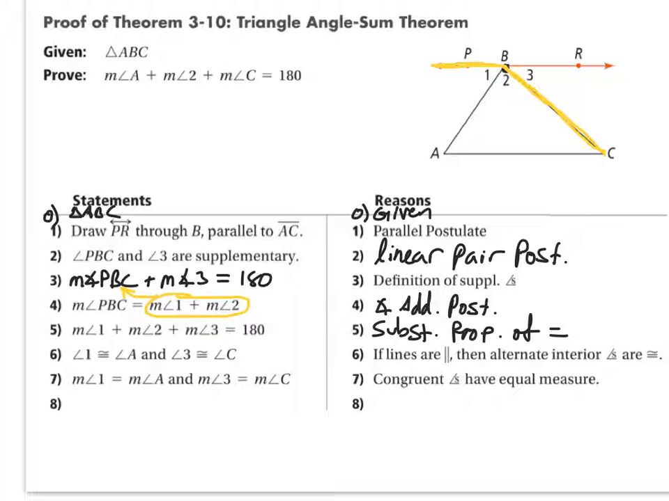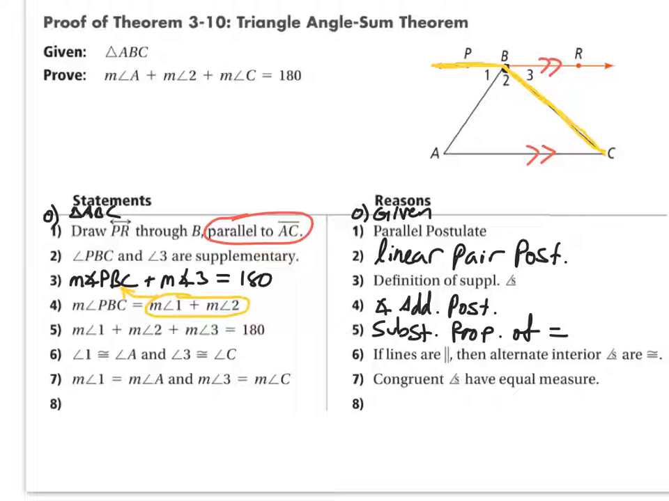Substitution property of equality. Next, they say angle 1 is congruent to angle A, and angle 3 is congruent to angle C. How the heck is that possible? How is angle 1 congruent to angle A? They form the Z. Angle 1 and angle A form that Z shape. And because we know that line PR is parallel to line segment AC, we know that because we made it that way.